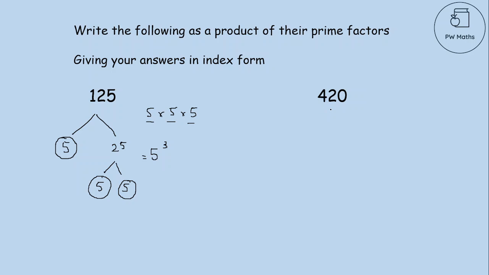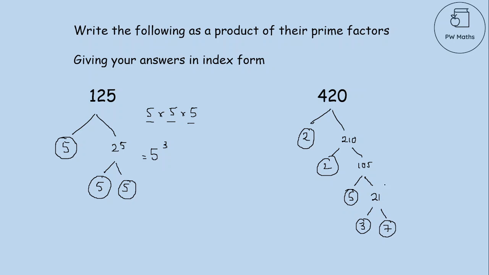420 is even, so I would say let's halve things. So 2 lots of 210, prime, so I'll circle it. Halve again, 2 lots of 105, prime, so I'll circle it. This one's a bit more tricky, but it does end in a 5, so I know that 5 is going to go into it. 5 times 21, 5 being prime, so I'll circle it. And then 3 times 7, both being prime, so I'll circle them.